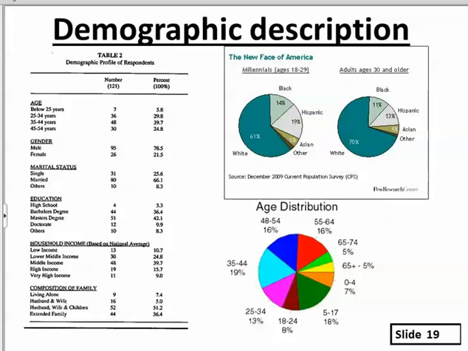We have how the family is composed, what kind of income they have, what education, whether they're married, how many are married and single, by gender, by age. All those are extremely important. And sometimes you'll be dealing with just numbers.